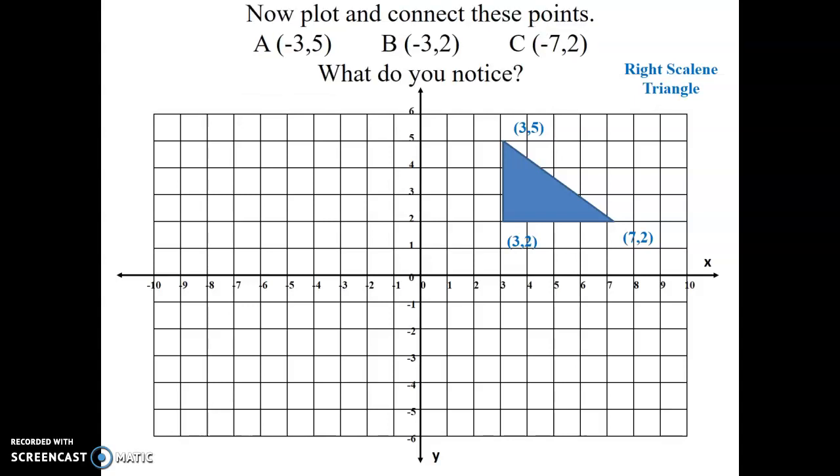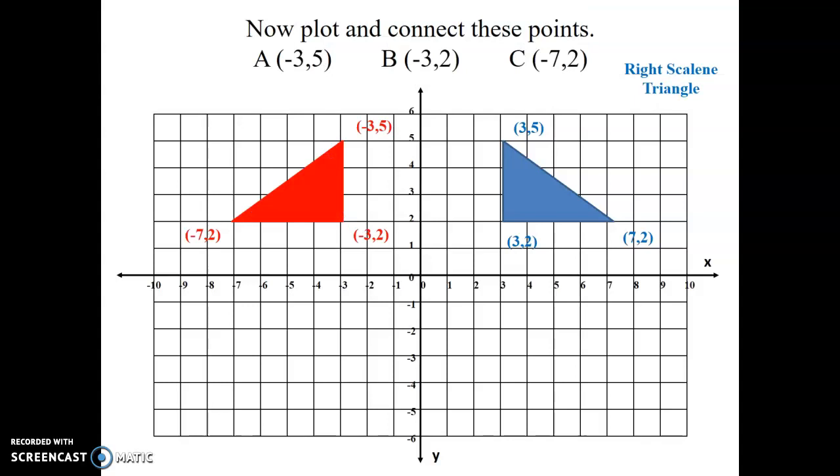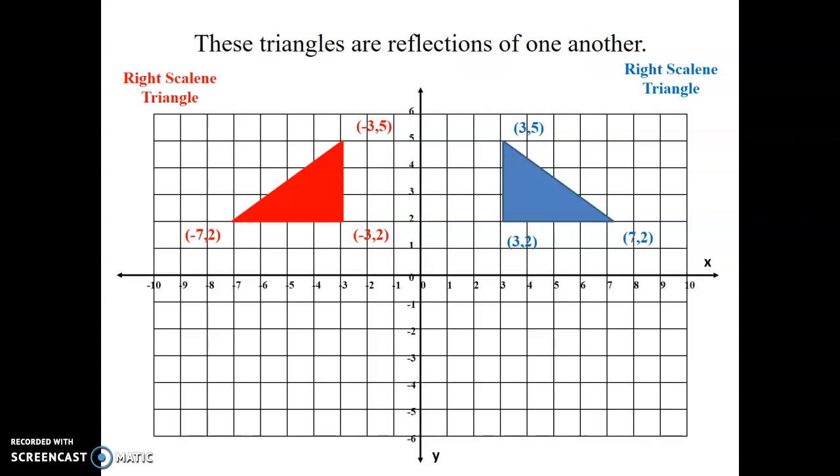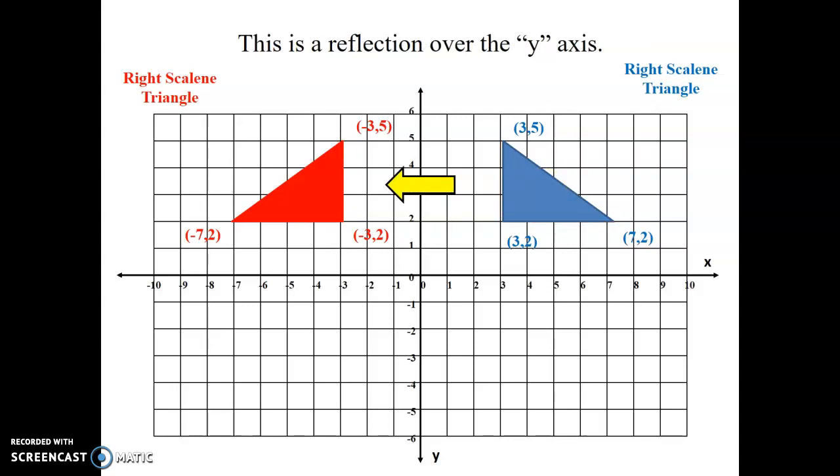Go ahead and plot these points, and as you do that, make some observations about your original figure and the new one. Okay, let's see how you did. When I plot these points here, you might notice that you have created another right scalene triangle. Other things you might have noticed is that their bases are the same. Their heights are the same. So what we've done is we've created a reflection of the blue shape. In this case, I have reflected this triangle over the y-axis.